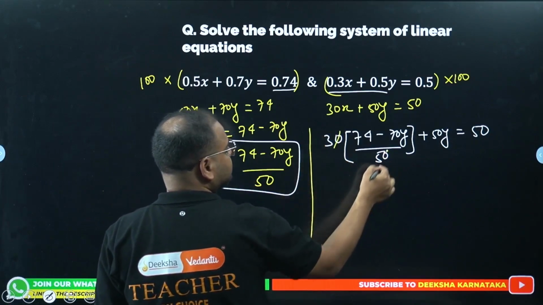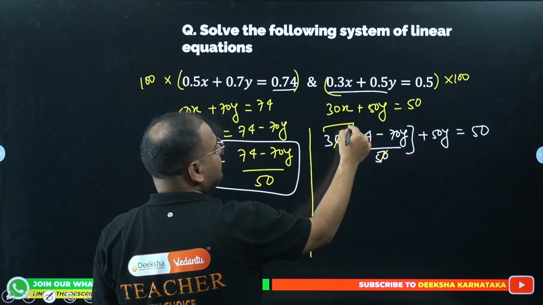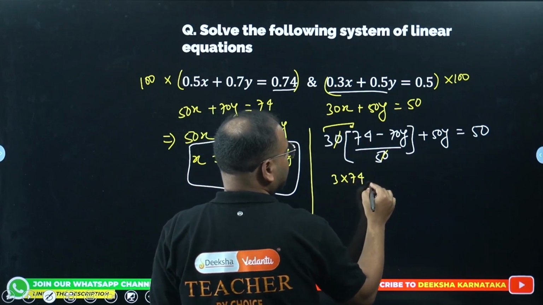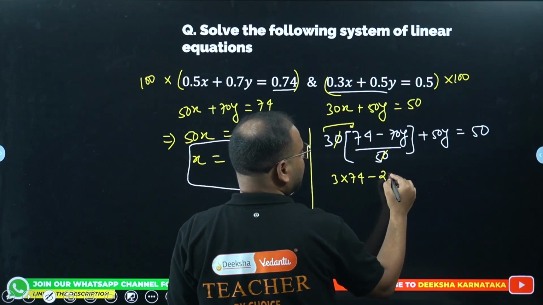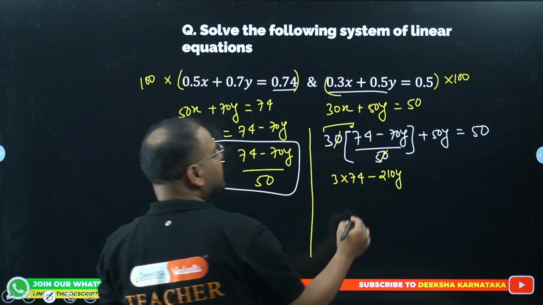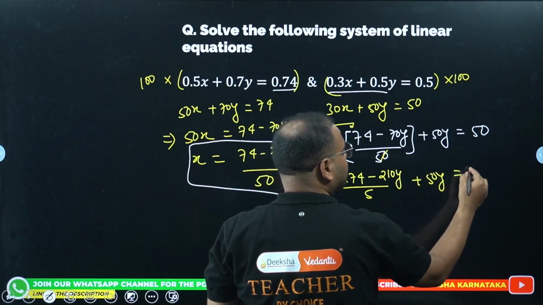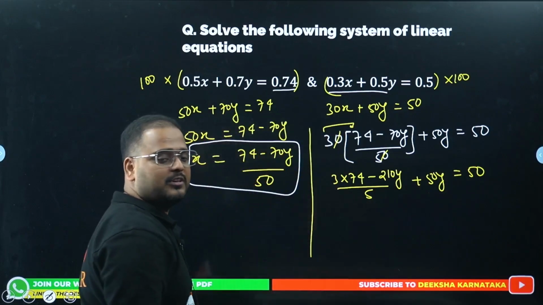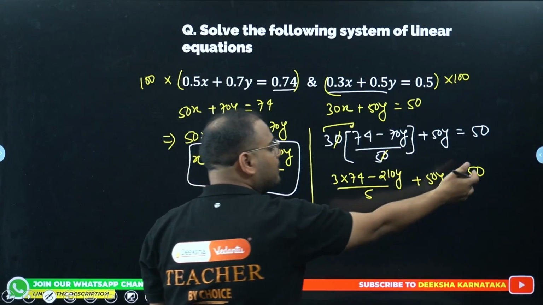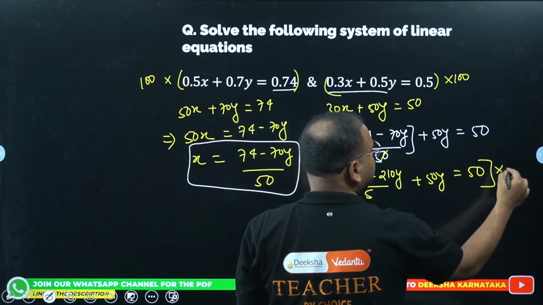The 0 and 0 go out. We'll take this 3 inside and multiply 5 everywhere. Multiplying this, we get 3 into (74 minus 210y), because I have to multiply 3 on both the terms, 74 and 70y. Let's keep 5 for now, plus 50y equals 50. Now multiply 5 on all of the terms. So this 5 will get cancelled, this will become 250y and this will become just 250. So what I'm doing is multiplying everything with 5.